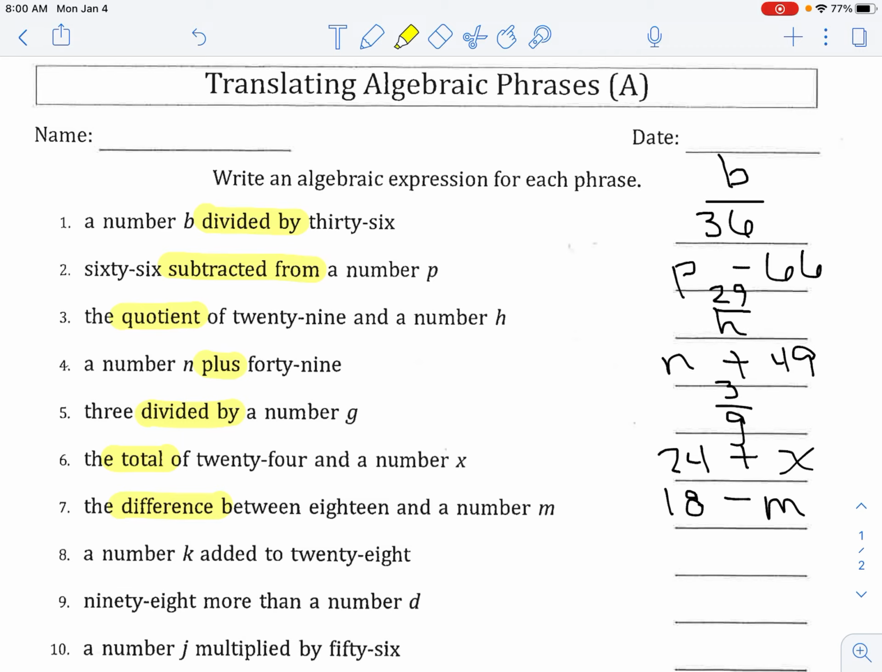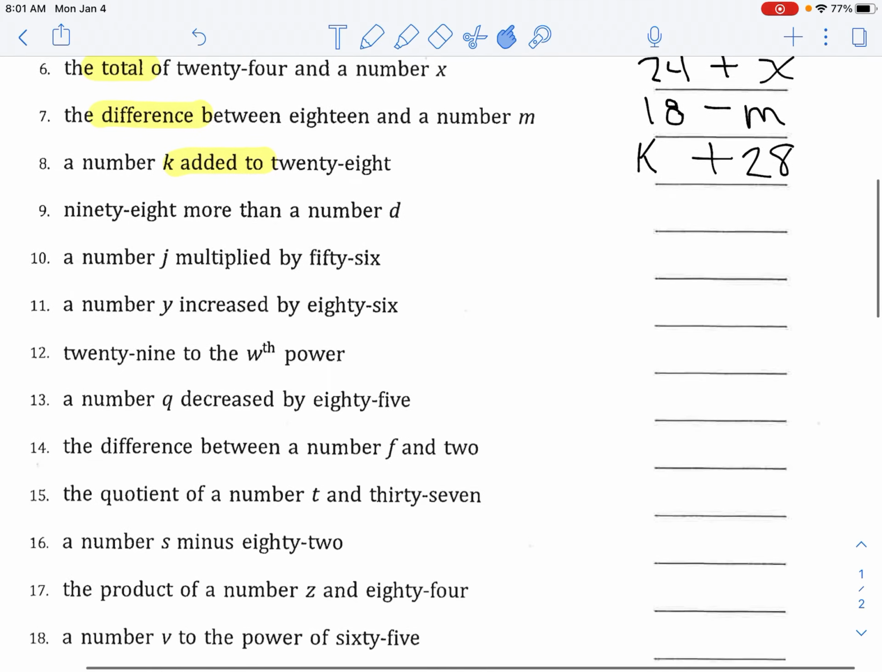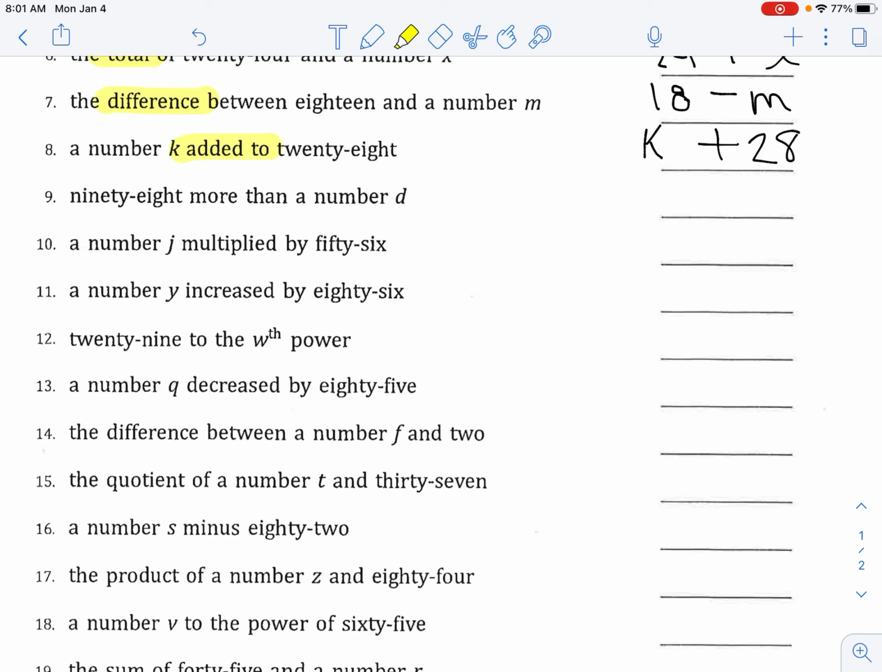Number 8, a number k added to, so that clearly tells me addition, a number k added to 28. Number 9, 98 more than is addition, 98 more than a number d. So 98 plus d.